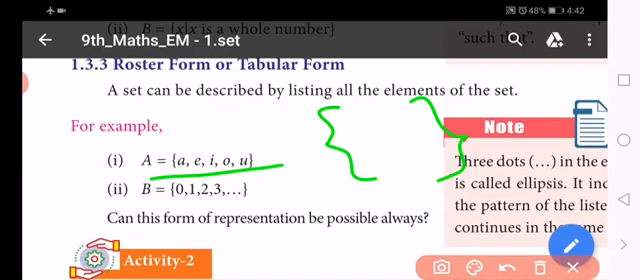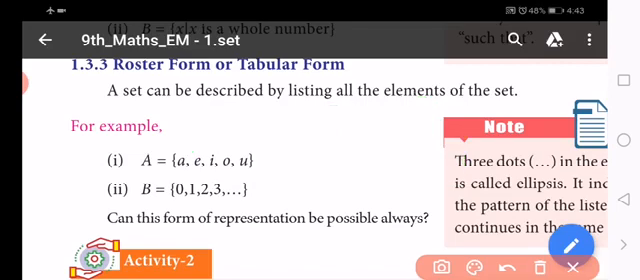All the elements are listed by using commas. So this is the roster form or tabular form. There is no statement or word that can be used in this example. In this example, we only write the elements, one by one, separated by commas. This is the roster form or tabular form.